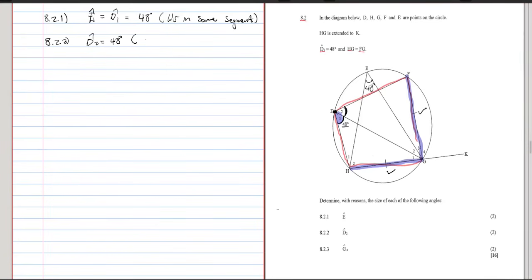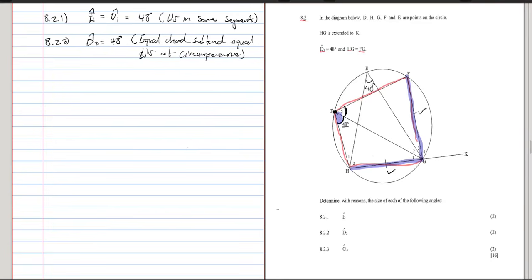Why? Because these are angles subtended by equal chords, right? Equal chords subtend equal angles at the circumference. At the circumference. There we go.